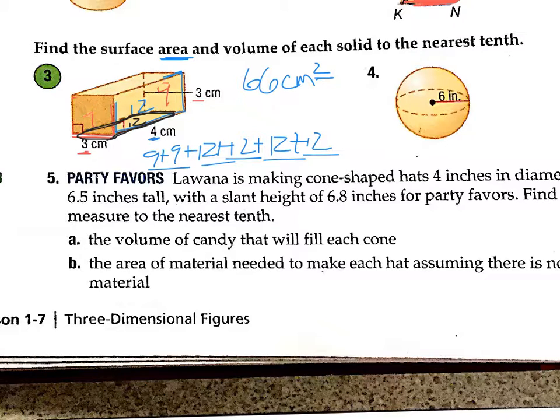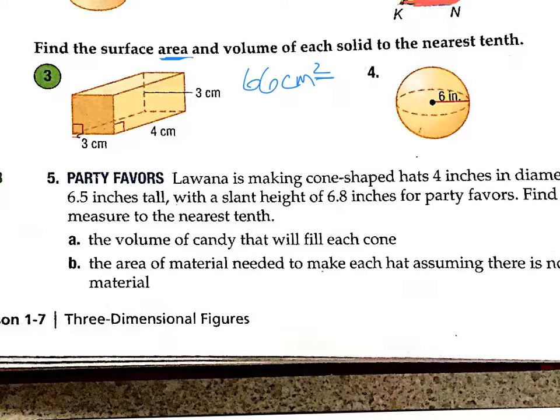So what about volume? How do you get the volume of this solid? You do length times width times height. So all I'm doing is multiplying all those. So volume would be 3 times 4 times 3, which would be 36, and that would be centimeters cubed when you talk about volume.